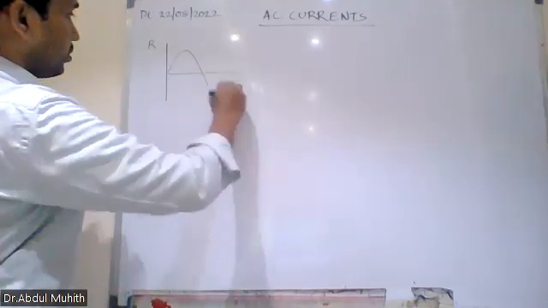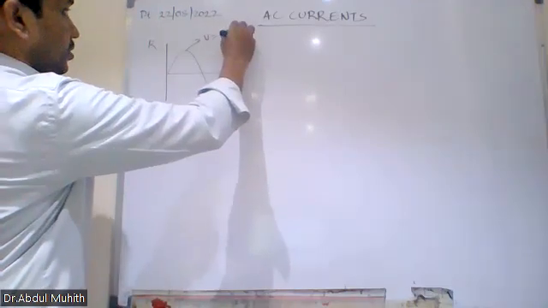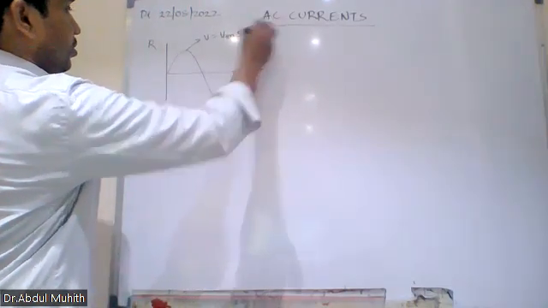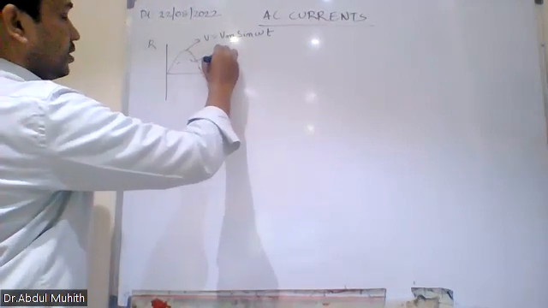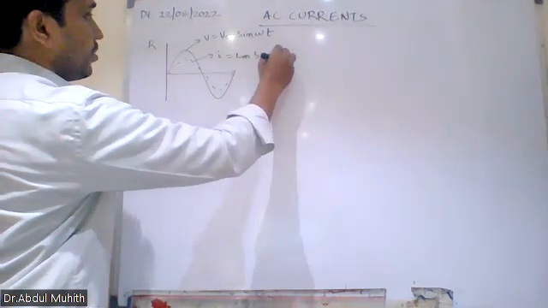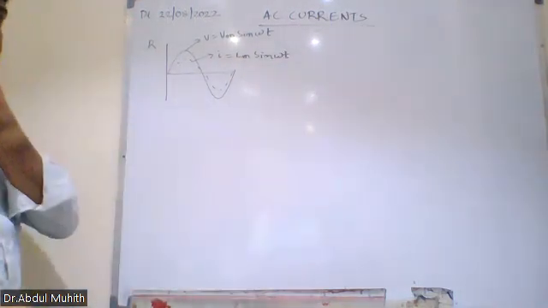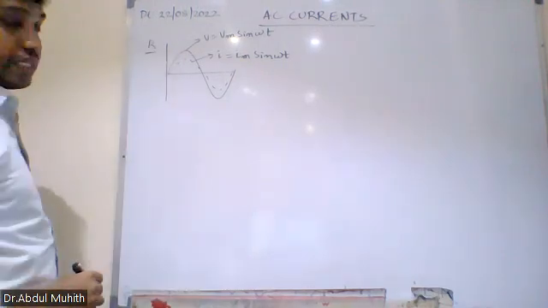Suppose this is the input voltage, V is equal to Vm sin omega t. What will happen? They will be in phase. This is the current, I is equal to Im sin omega t. Current and voltage are both in phase with each other when we connect a resistor in AC.